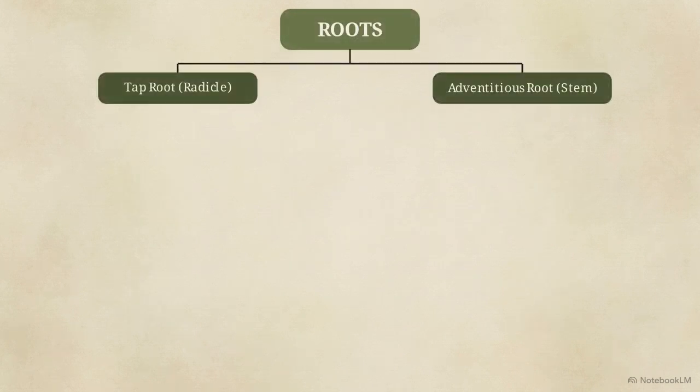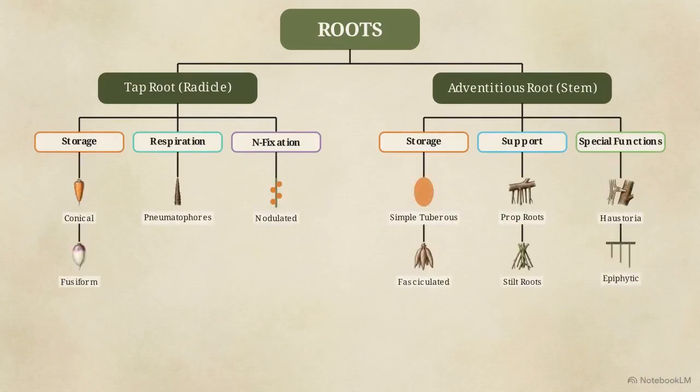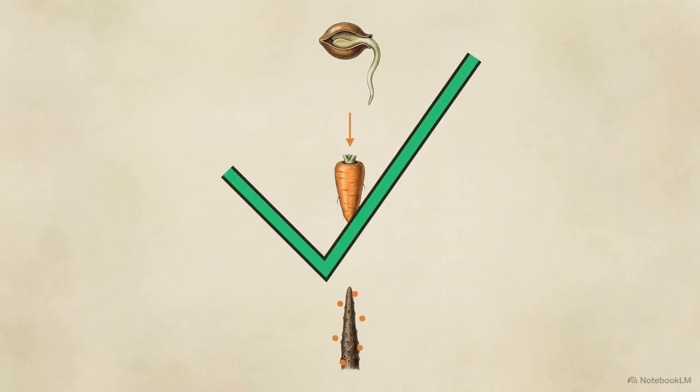This flowchart charts the complete taxonomy of root modifications. You can see exactly how the origin splits the systems and how environmental necessity dictates the geometric shape and specific function. Trace the origin, identify the geometry, and define the function. Those three variables are the key to mastering any question on root morphology.